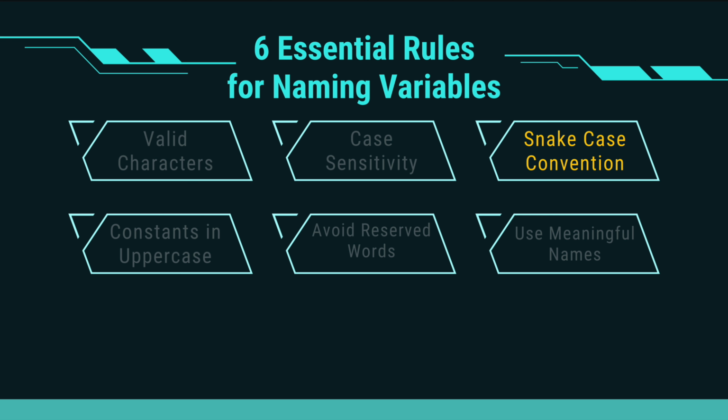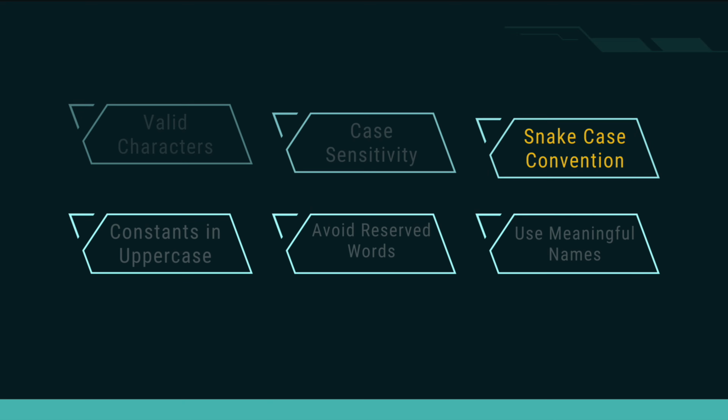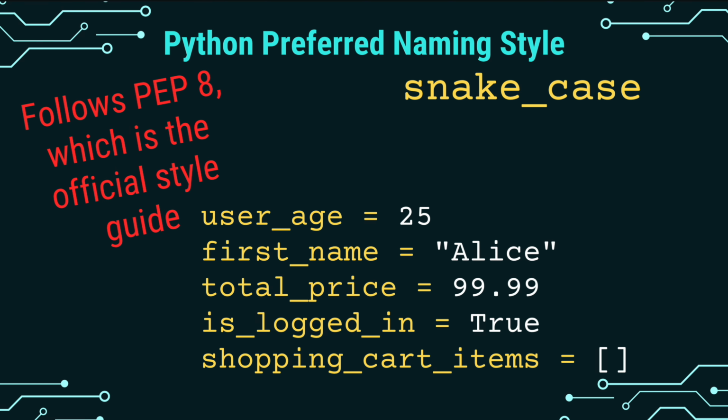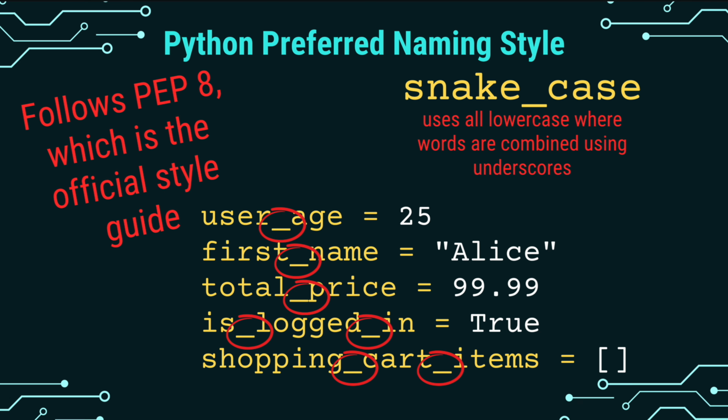This is about writing code that is easy to read and feels natural to other Python developers. The most important convention is snake case. The preferred naming style in the Python world is known as snake case. This convention is recommended by PEP 8, which is the official style guide for Python code. Snake case is simple: all words are in lowercase and are separated by underscores. You can see it in examples like user_age, first_name, and shopping_cart_items. It makes variable names easy to read.